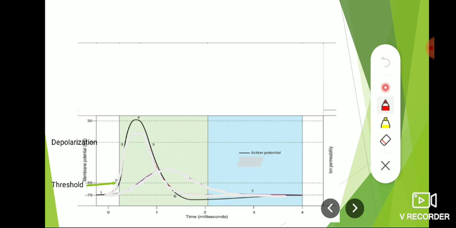And once there is opening of channels and positive ions move inside, as the polarity goes up, it is called depolarization because of the change in polarity.